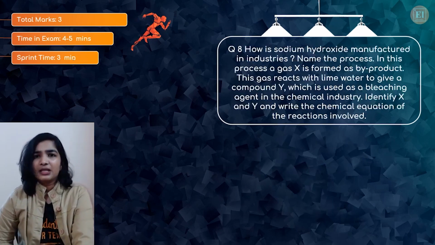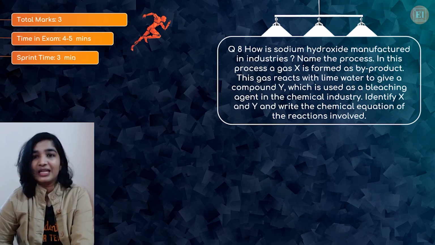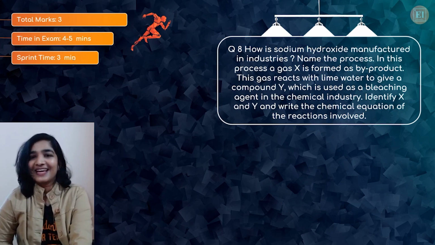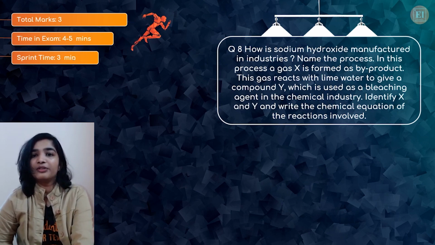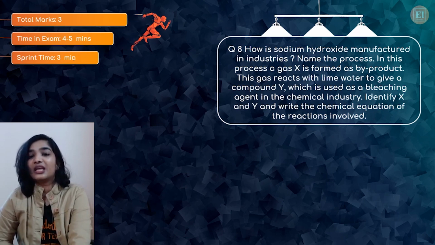Question number 8. How is sodium hydroxide manufactured in industries? Name the process. In this process, a gas X is formed as a byproduct. This gas reacts with lime water to give a compound Y, which is used as a bleaching agent in the chemical industry. Identify X and Y and write the chemical equations of the reactions involved.